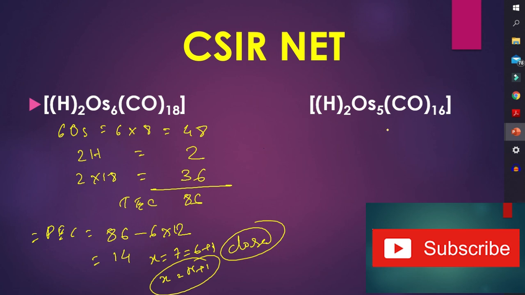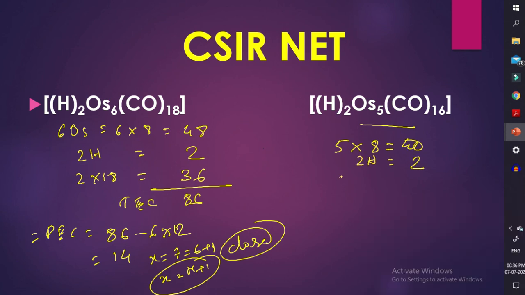So again similarly we can calculate for this complex also. Here the number of osmium is 5. So 5 into 8, which is 40. 2 hydrogen will give 2. For 16 carbonyl we get 32. If you add these up, you get 34 and 40, that is 74. So this is our TEC.